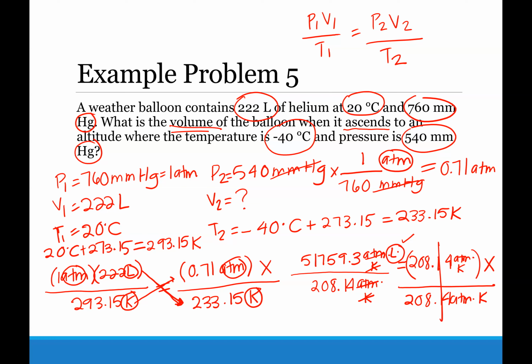So 51,759.3 divided by 208.14, and that gives us a V2 of 248.675, so we'll say 248.68 liters. Sorry, this is a V2, not a P2, because we are searching for V2 and liters is the units that remained. So 248.68 liters. Let me know if you have any questions about example problem 5.